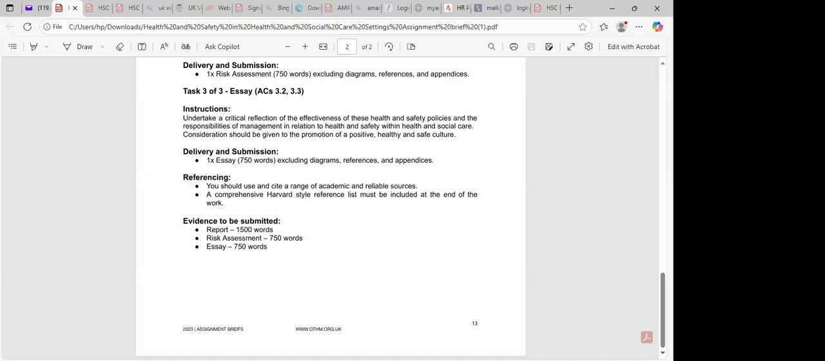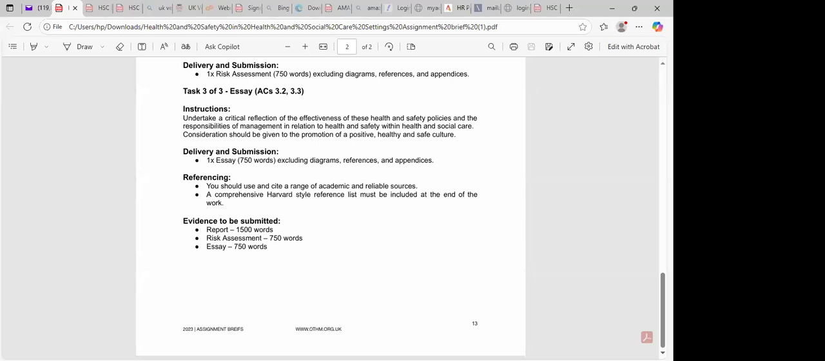So the question here is they are saying that you should undertake a critical reflection of the effectiveness of these health and safety policies that you have mentioned. Don't forget, you mentioned them, don't you? And the responsibilities of the management in relation to health and safety within health and social care. Consideration should be given to the promotion of positive health and safety culture.